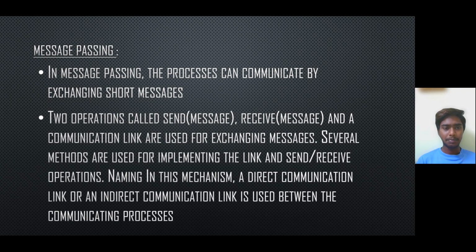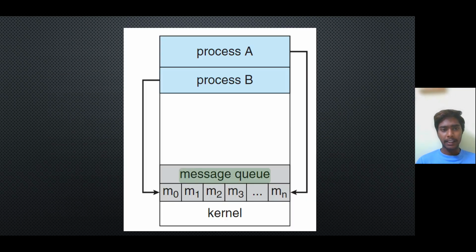Let me show you the diagram. Here there is process A, process B, and the kernel mode. The kernel mode is common in both shared memory and message passing. Process A communicates with process B through the kernel. It means the kernel interferes until the message sharing is done, till the end. Process A sends the message, and through the kernel, process B receives the message.